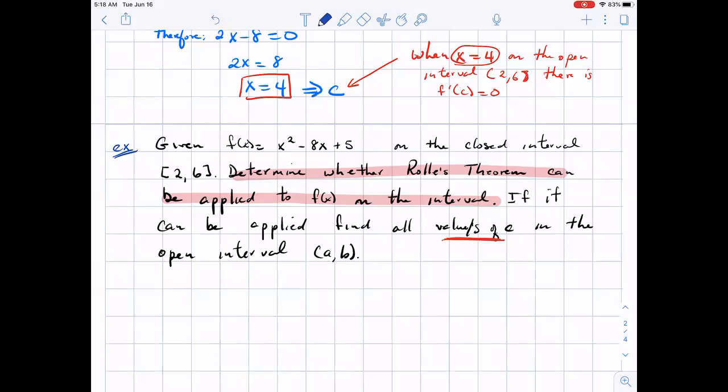So if we look at another example, I want to show you what happens in this scenario. Let's say we have a function, f of x equals 3 minus the absolute value of x minus 3. And what we're going to do here is look at the closed interval 0, 6.